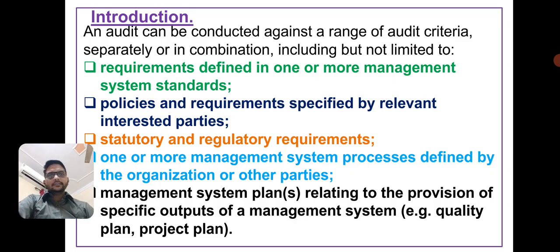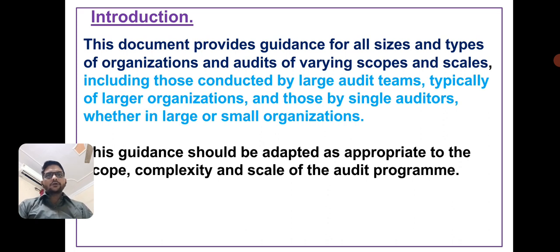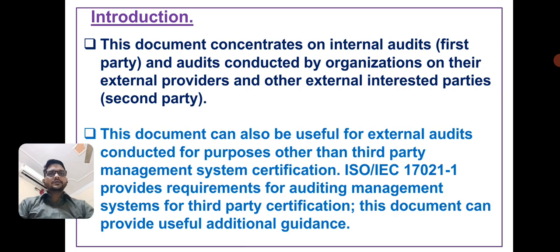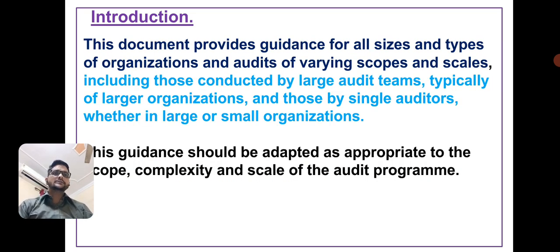An audit can be conducted against a range of audit criteria, separately or in combination. These are some requirements we are going to discuss in the classes in detail, but in the introduction we need to explain this also. Requirements defined in one or more management systems: what are the requirements, what are the policies, these are the criteria actually. What are the requirements of the management system, the policy requirements, the requirements of interested parties, statutory and regulatory requirements? One or more management system processes defined by the organization or other parties. And next is a management system plan relating to provision of a specific output of the management system, that is a quality plan or project plan. These documents provide guidance for all sizes and types of organization and audits of varying scope and scale.